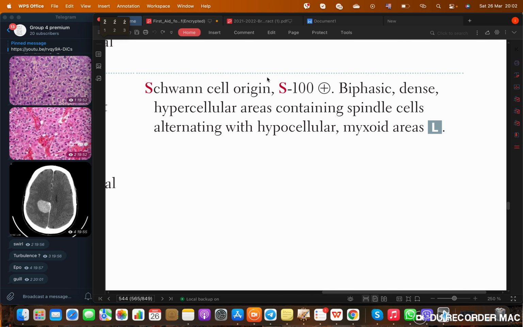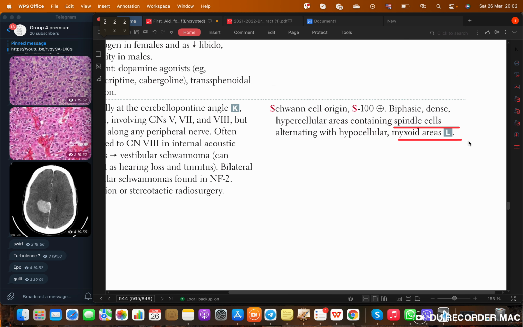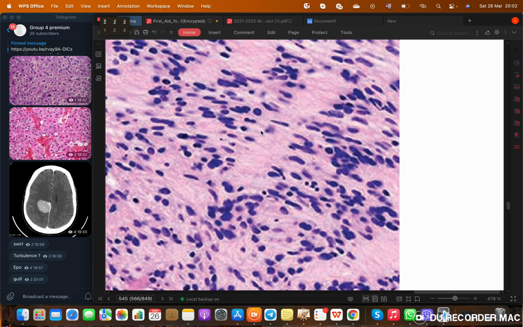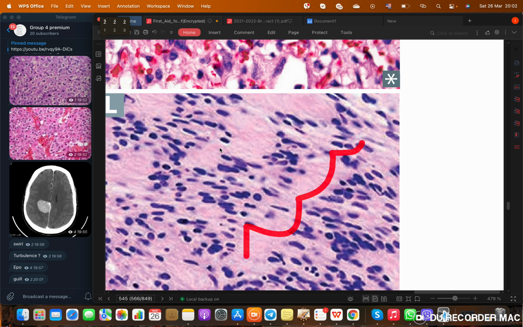Schwann cells come from the neural crest region. That's why they are S100 positive. Biphasic, dense hypercellular areas containing spindle cells, and you have myxoid areas. Let's take a look at it. So you can see all of these myxoid areas in between. And these are the spindle cells.